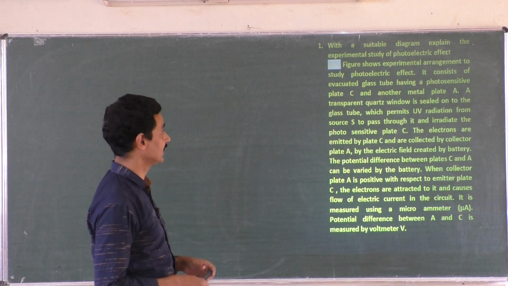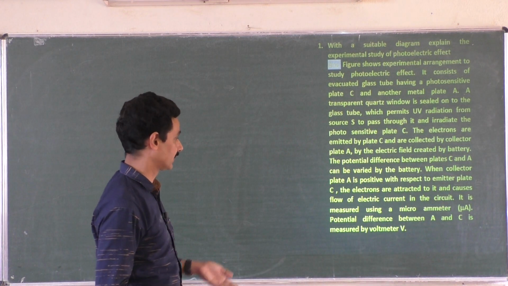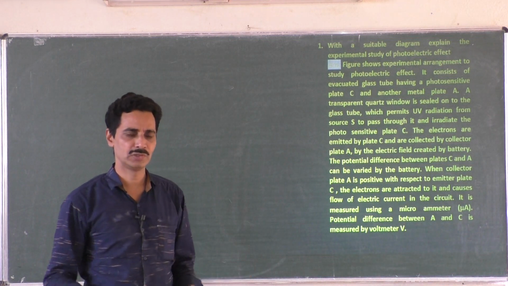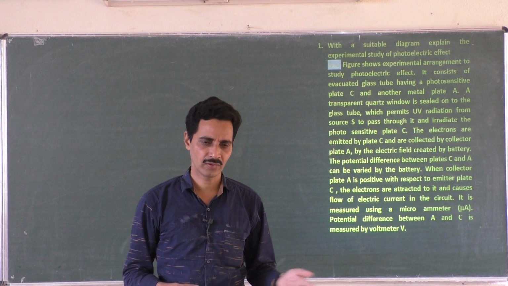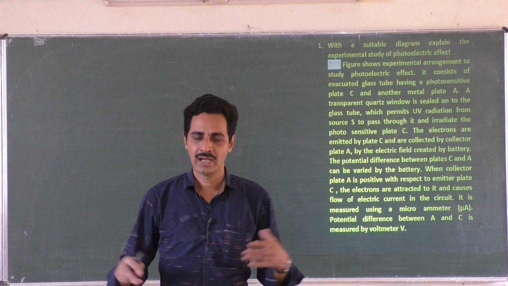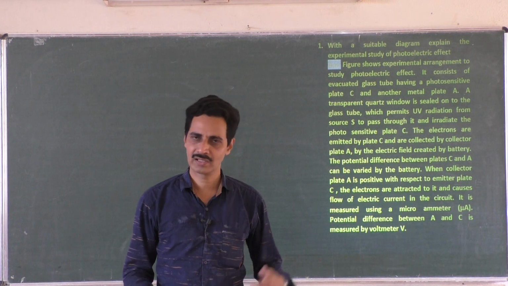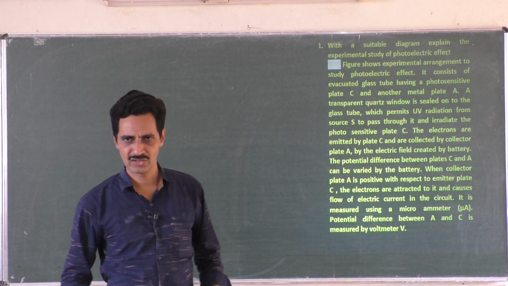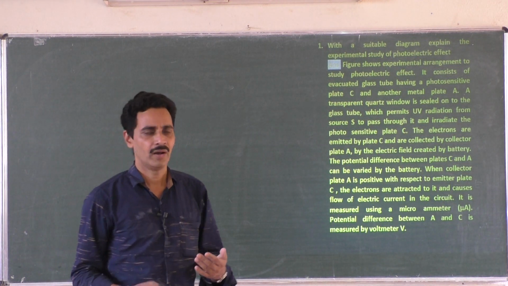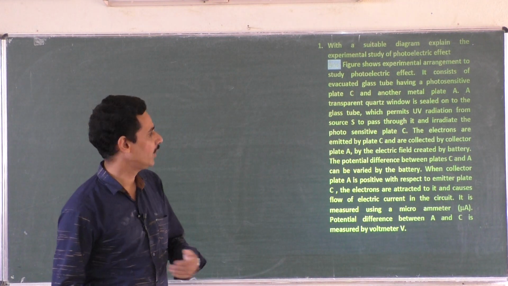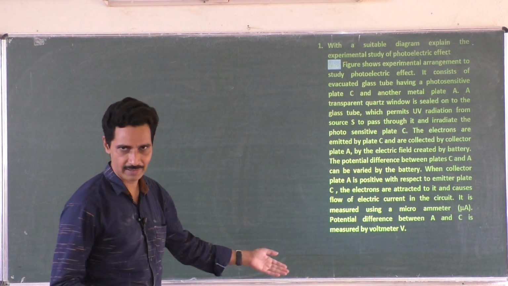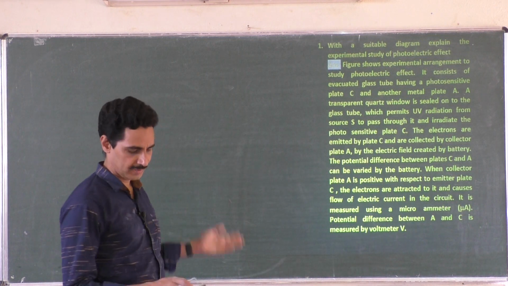This is the experimental study of the photoelectric effect. There is a battery, there is a vacuum tube, there is a quartz window, and ultraviolet light is put over this. Electrons come out, they are collected by the anode, and that flows through an ammeter, a microammeter, and the current is read. There is a potential which can be reversed using a commutator, all those explanations. I didn't put the diagram because I have drawn it many times.